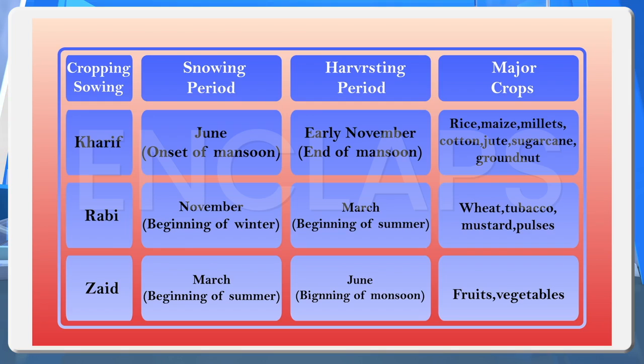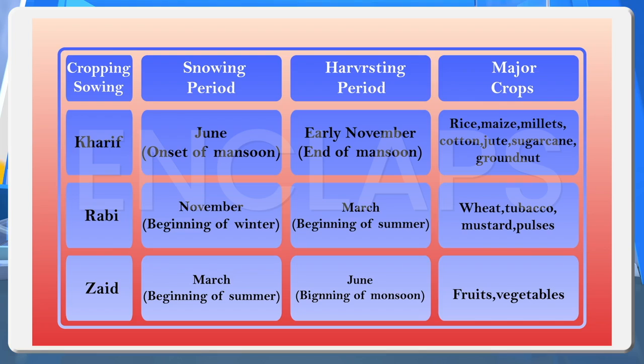Next one is Rabi. The sowing period of Rabi crops is November or the beginning of winter. The harvesting period is March or the beginning of summer. And which are the major Rabi crops? Wheat, tobacco, mustard, pulses, etc. are the examples of Rabi crops.